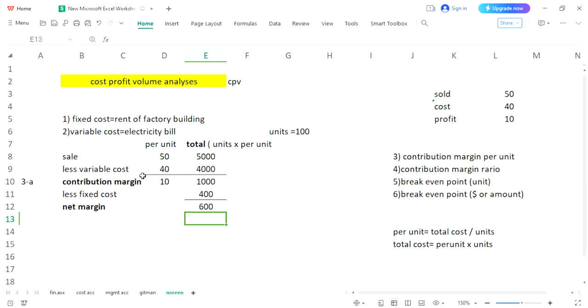If you will subtract per unit cost from per unit sale, you will get per unit contribution margin. If you will subtract total cost from total revenue, you will get total contribution margin. And our next procedure will be to understand what is break-even point.